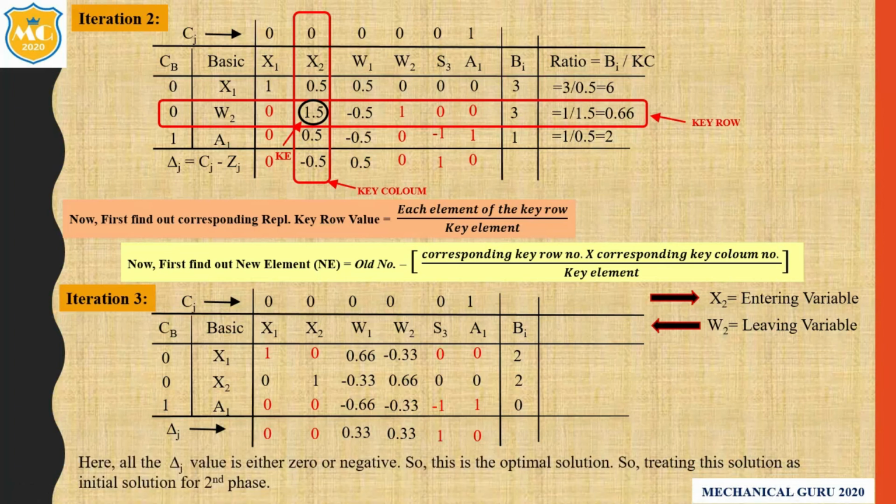So it represents that this is our optimal solution. So treating this solution as the initial solution for the second phase. So here phase 1 is completed. Now we will solve by phase 2.